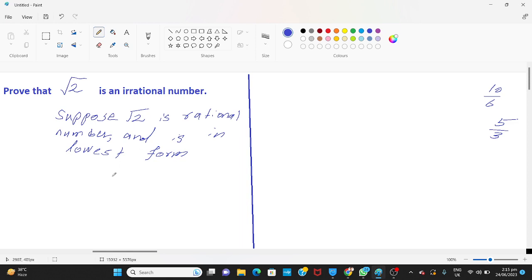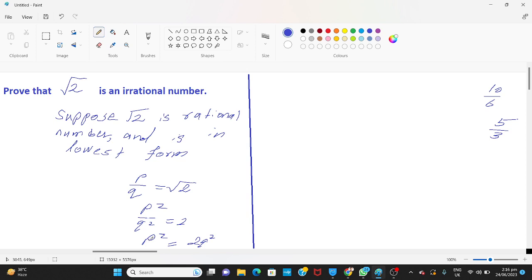Now, as root 2 is rational, I can write root 2 in the form of p over q. Now I will take the square on both sides. p square over q square equals 2. Now if I multiply q square on both sides, then p square will become equal to 2q square. Now p square is equal to 2q square. Here we can see that the right hand side is a multiple of 2. So the left hand side should also be a multiple of 2.